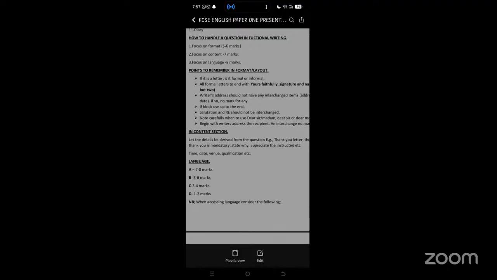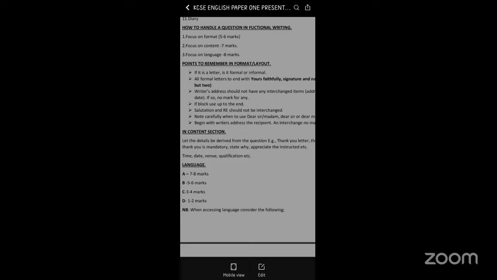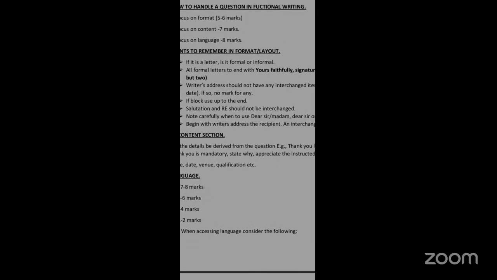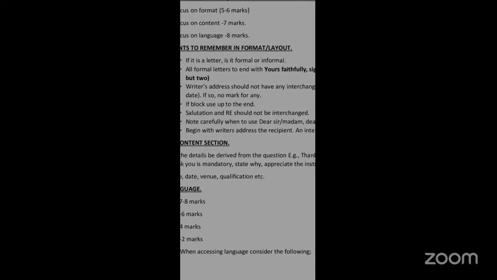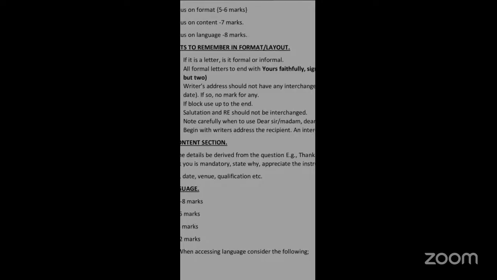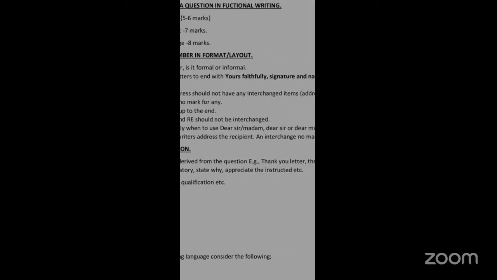Points to remember in format layout. Please note this, it is important. Let me zoom out kidogo because I can't see so clearly. I hope you can see. They are saying, if it is a letter, is it formal or informal? That is a good question to answer. Is it a formal or informal? Number 2, all formal letters end with yours faithfully, the signature, and your name.